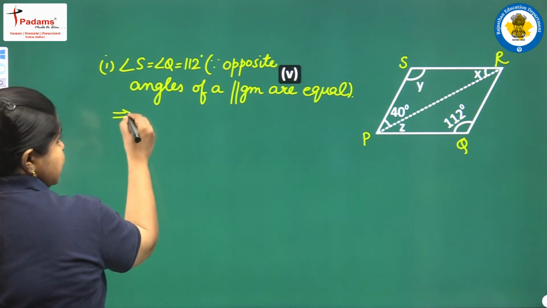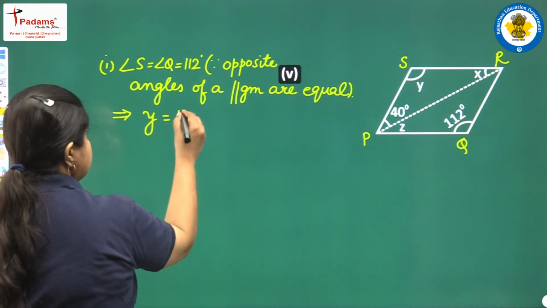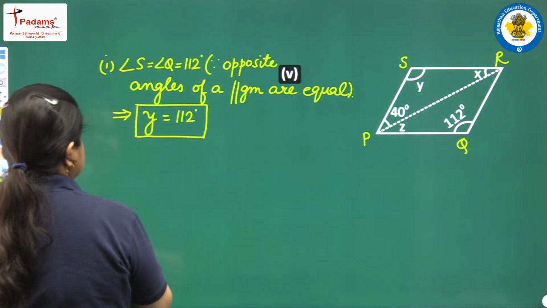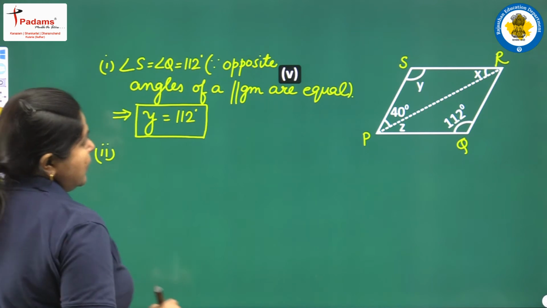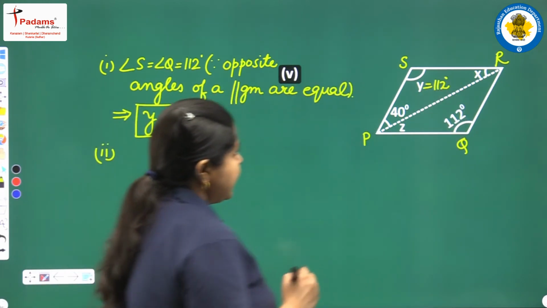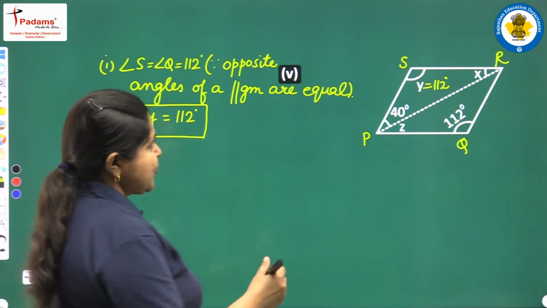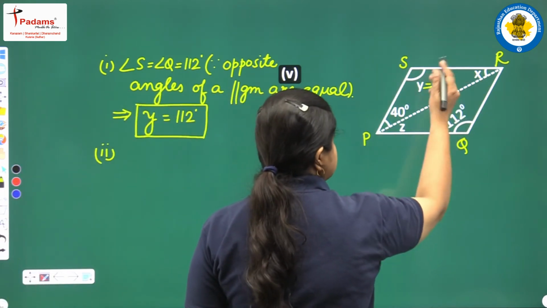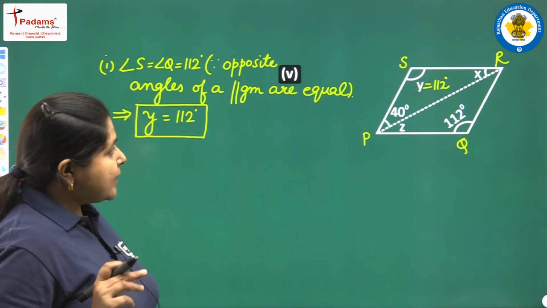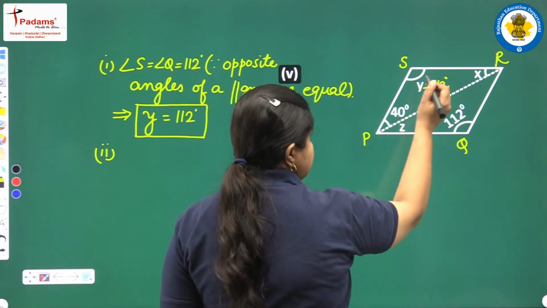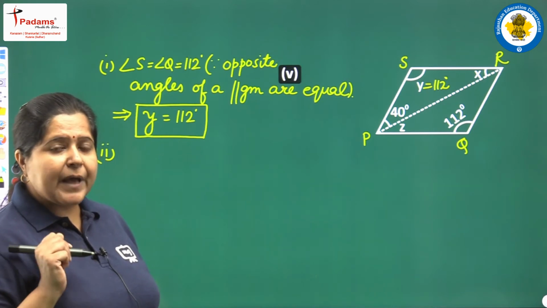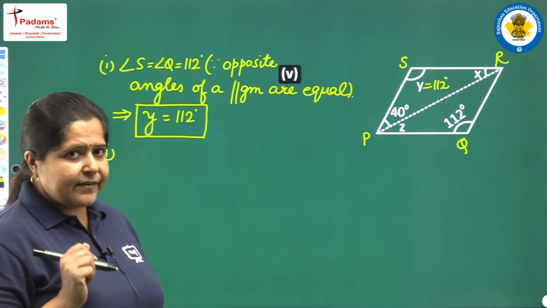This gives us the value of y equal to 112 degrees. This is the first relation that we have got. Then we come on to which angle we will be able to find with the help of this y. Focus on this triangle SPR, this triangle forming at the upper corner. You have two angles, 40 degrees and 112 degrees, and we have to find x. So here we can apply the angle sum property of a triangle and find out x.